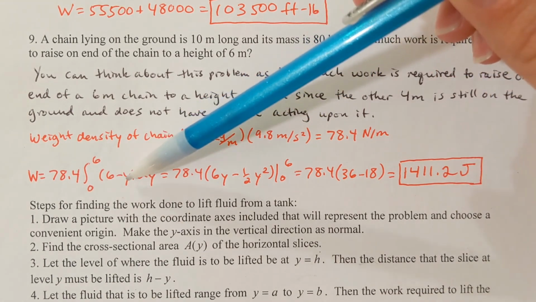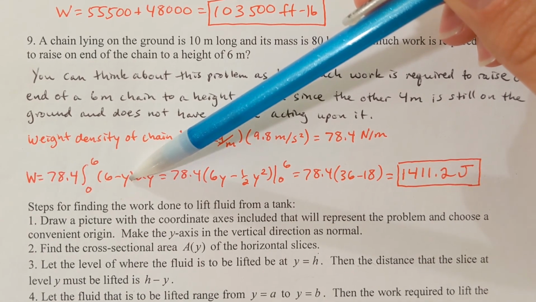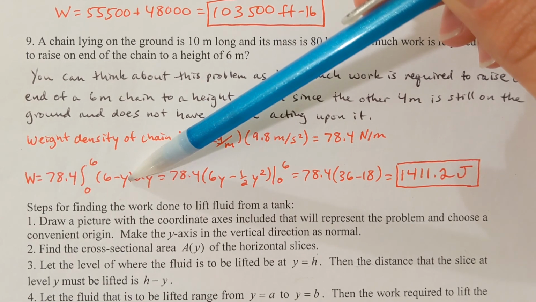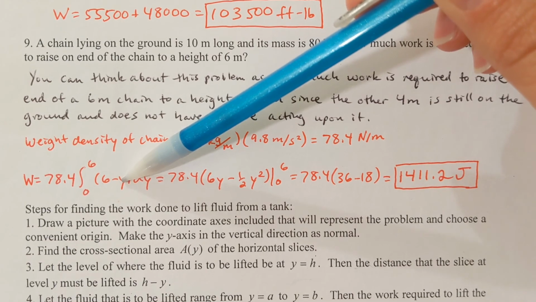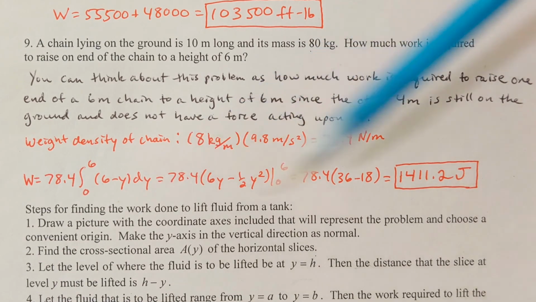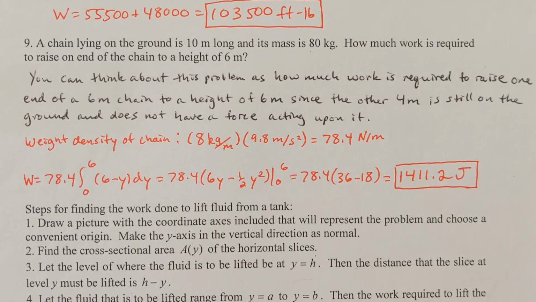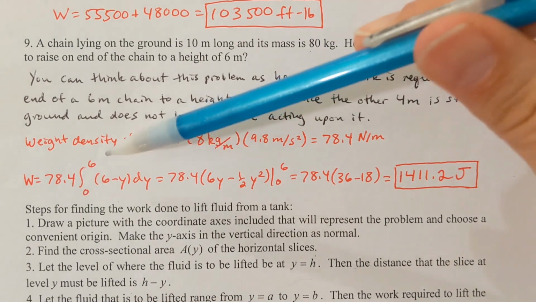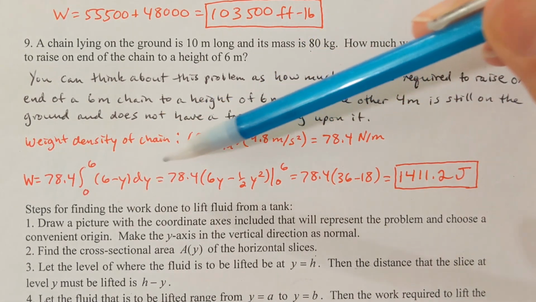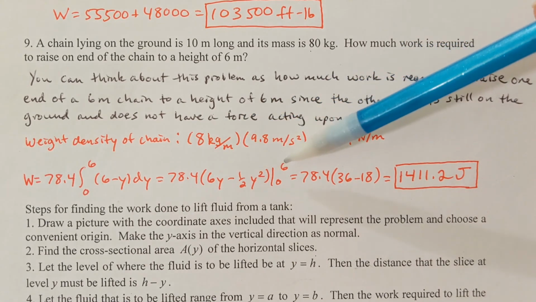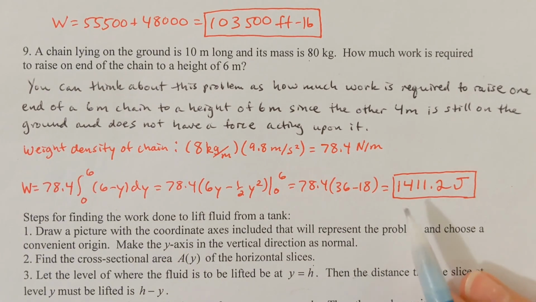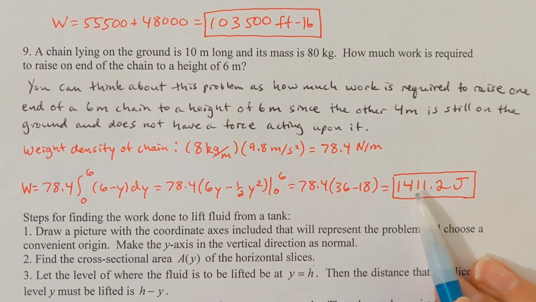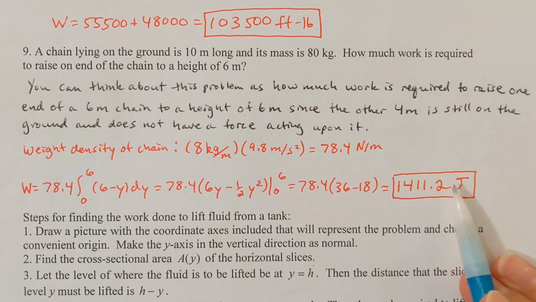Now, if y is 0, then all 6 meters would be on the ground. If y is 6, 6 minus 6 is 0, so you have 0 meters lying on the ground, and it would be fully extended in that case. There's my setup, so I would integrate, plug in my bounds, and I get 1,411.2 joules as the answer.